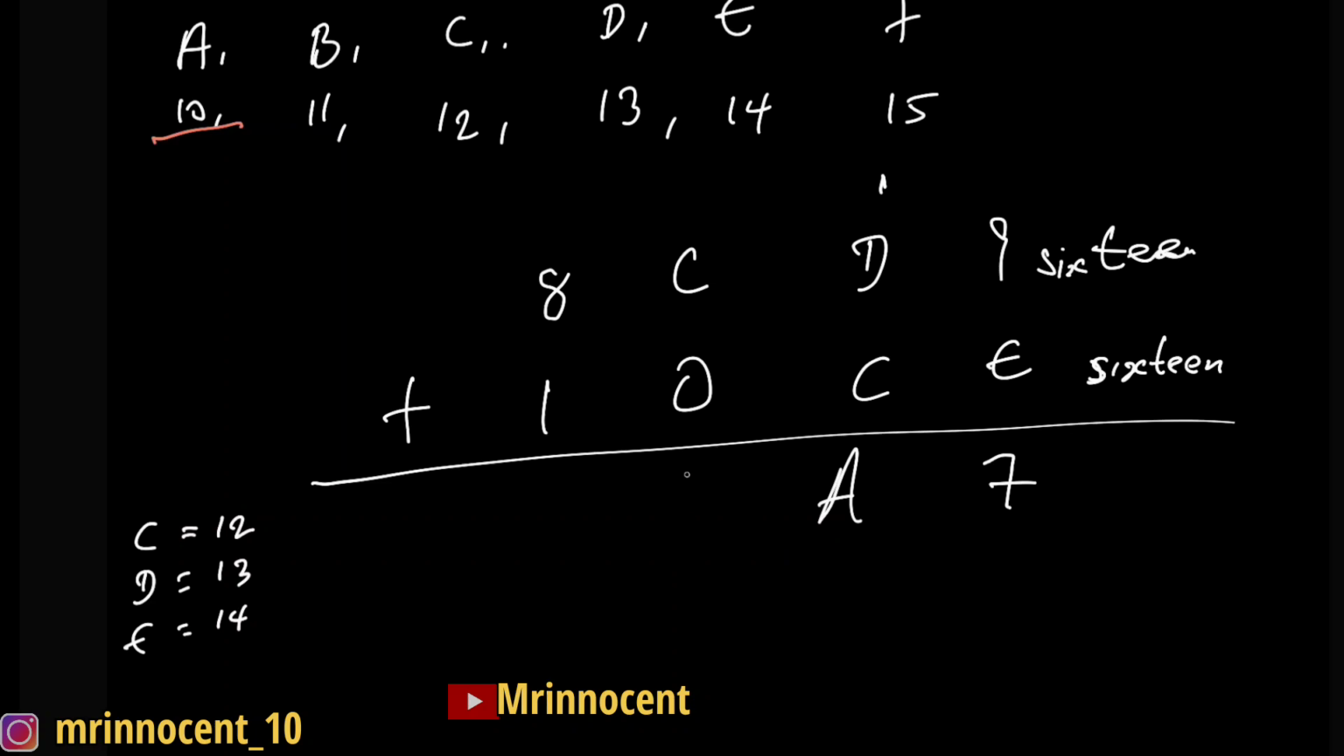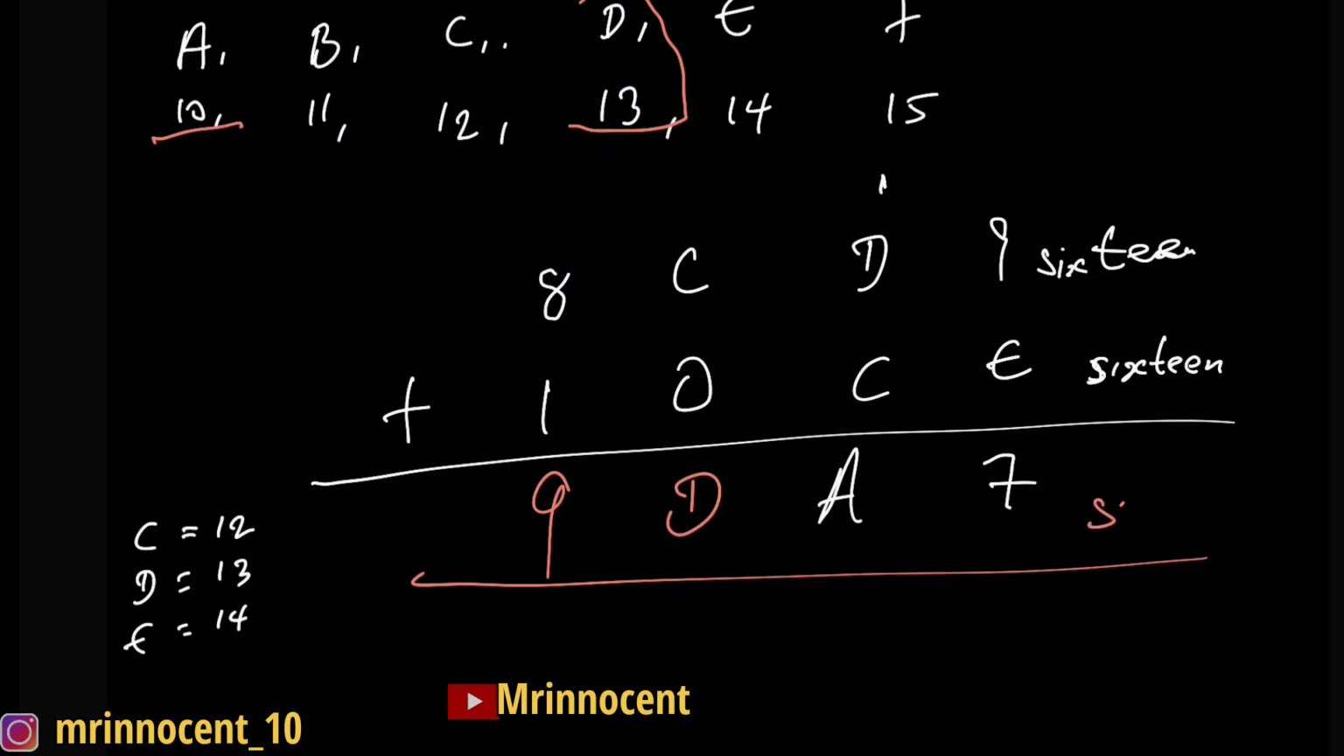So C is 12. 12 plus 1 is 13, plus 0 is 13. 13 is D. So 8 plus 1 is 9, all in base 16.